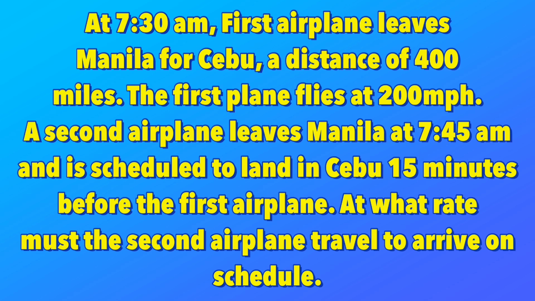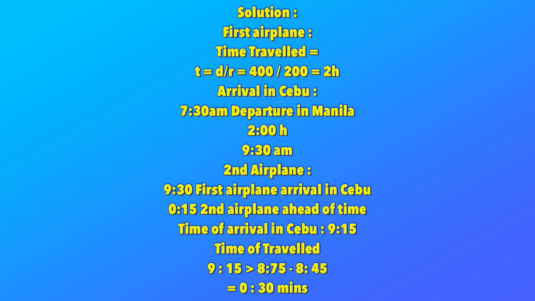So the problem is asking for the rate of the second airplane. Our solution: first airplane, we have to get the time of travel. We will use the formula T equals D over R, and the distance covered by the first airplane is 400 miles, and miles per hour, or the rate, is 200. Then we divide: 400 divided by 200 is 2 hours. So 2 hours is the time of travel of the first airplane.